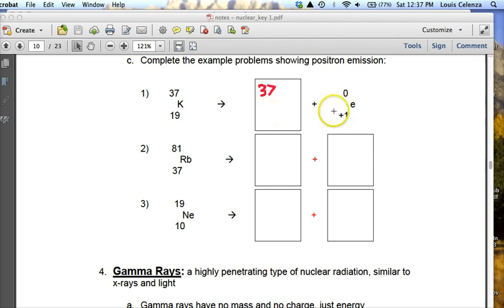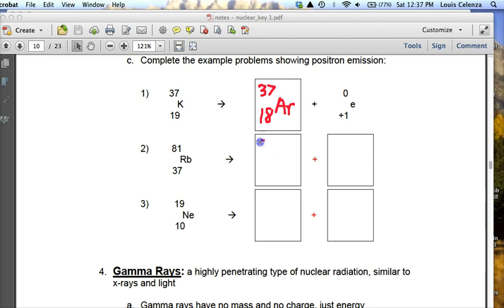But now I see this is a +1, so my new element has to have an atomic number of 1 less than the original, which is 18. So now I go to the periodic table, and number 18 would be argon. Again, 37 and 0 is 37. 18 plus 1 is 19.